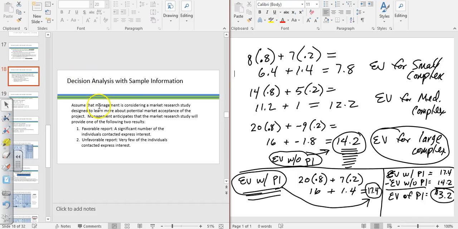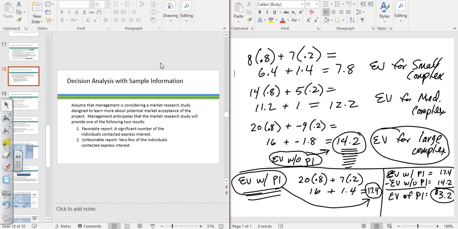Now, the key thing here is to assume that management is considering a market research study. Everything that we're talking about here is just the idea of hiring this marketing company. They're not actually doing it. They're just considering the possibility of doing it. We want to figure out the expected value of this sample information, meaning, do we actually want to spend money on this market analysis? Is it worth it to us?